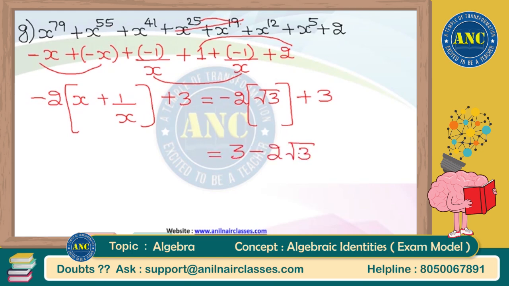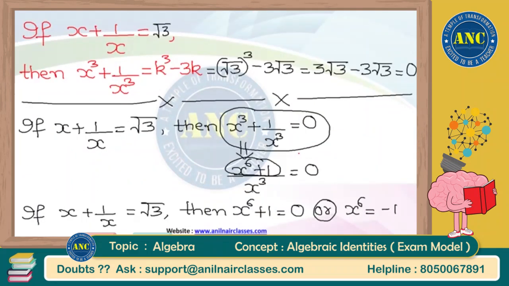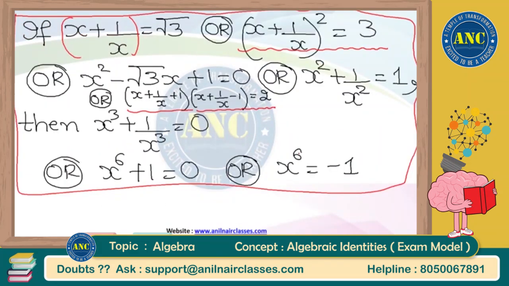I hope the idea for these questions is very, very clear, and this is exactly the way you need to solve this kind of questions. Once again, I am saying it before moving on to the next problem. This particular table should be very, very clear. That means if the condition given is x plus 1 by x equal to root 3, or x plus 1 by x whole square equal to 3, or x square minus root 3x plus 1 equal to 0, or x square plus 1 by x square equal to 1, or I can also write it as x plus 1 by x plus 1 into x plus 1 by x minus 1 equal to 2.